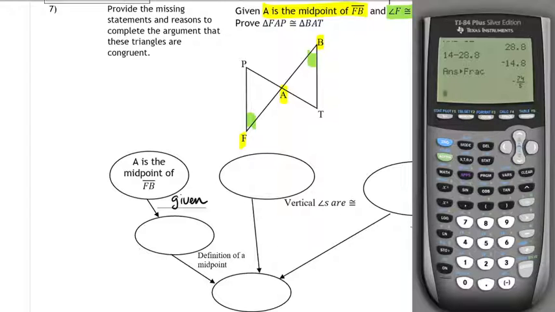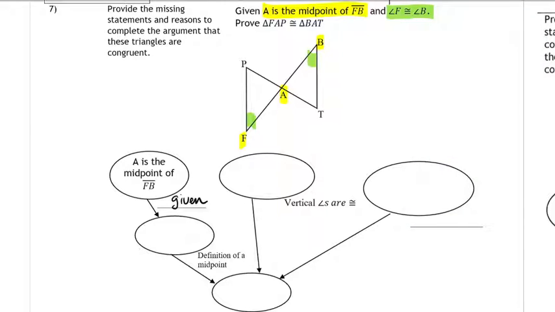So I would write next probably that segment FA is congruent to segment BA. And then you can see the reason here fits, right? The definition of a midpoint. What does a midpoint do? It cuts a segment into two congruent segments.